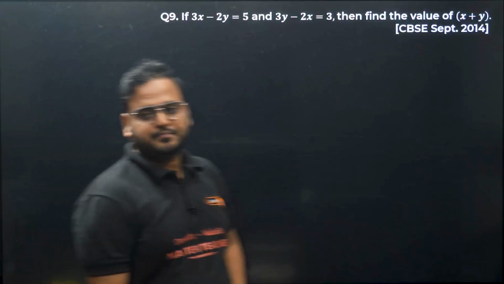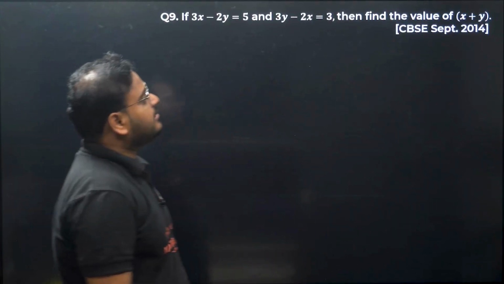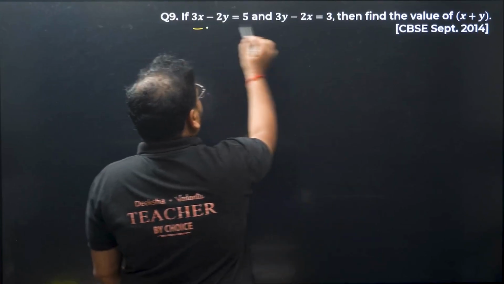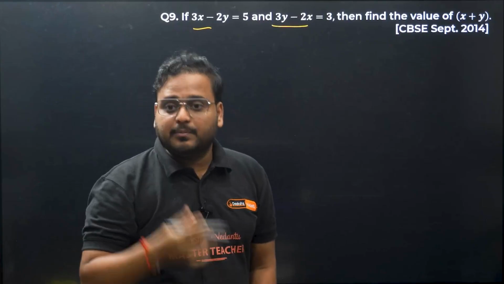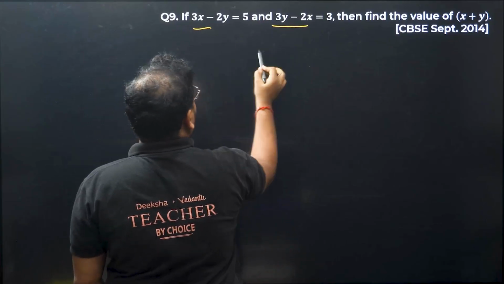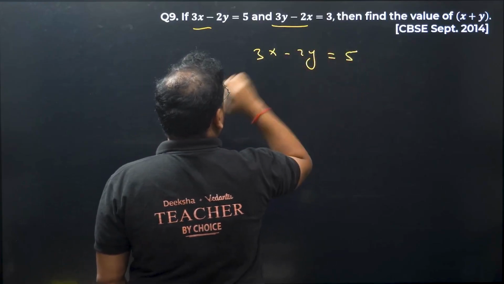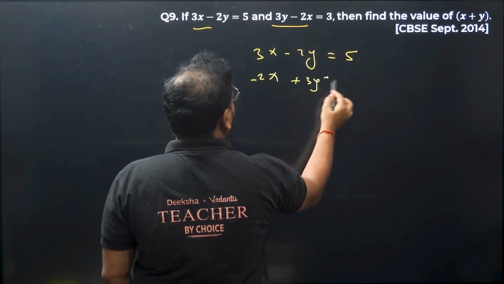Next is what? 3x minus 2y equal to 5. 3y minus 2x equals to 3. Then find the value of x plus y. x plus y. Looks difficult, right? You can actually use the method of elimination to get the result, but in this question we don't need that. Add it just. What we have? 3x minus 2y equal to 5, and over here we have minus 2x plus 3y equal to 3.